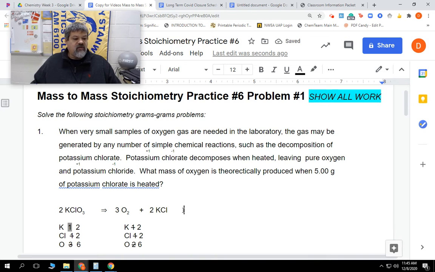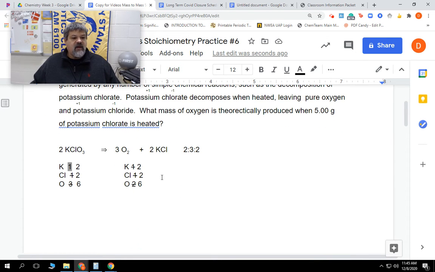My molar ratio is going to be 2 to 3 to 2. Okay, and that's what I'm going to need to go from the number of one substance to the number of something else. I need that molar ratio. So the next part of our step is to start our stoichiometry, and we're going to start it with the number that's in the equation.